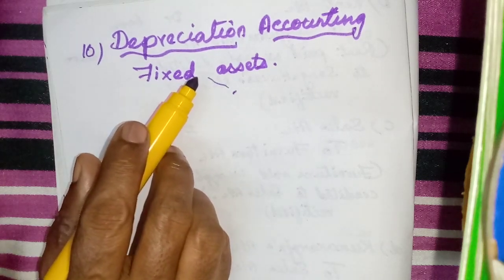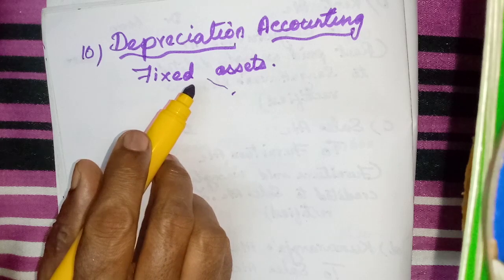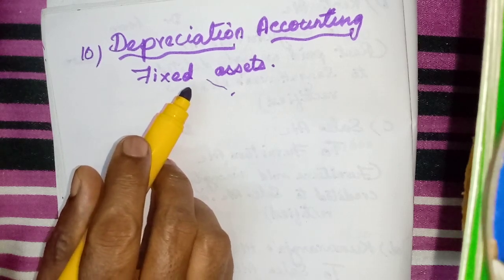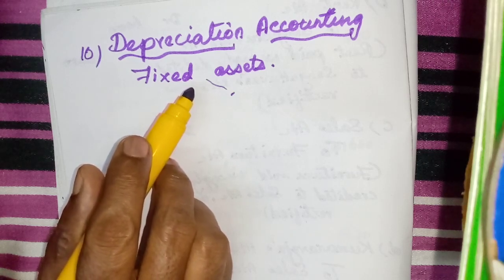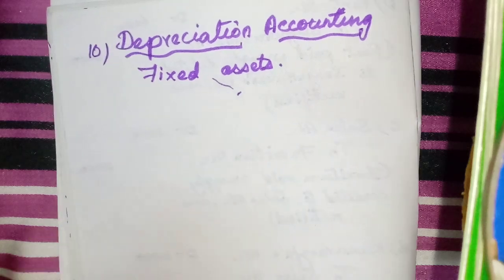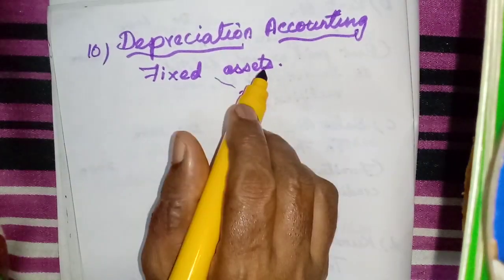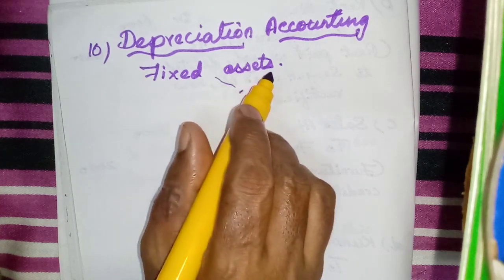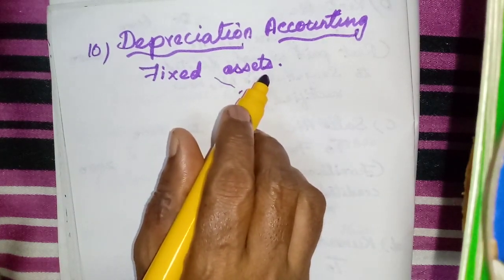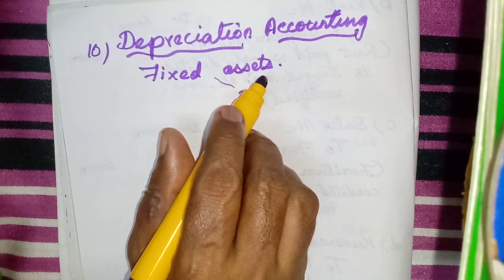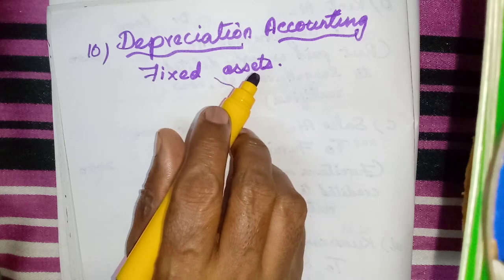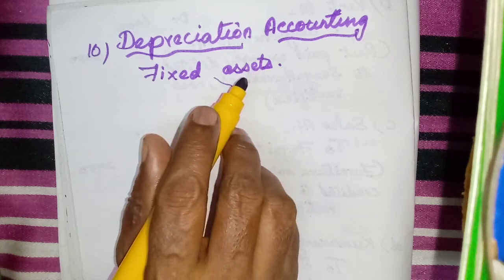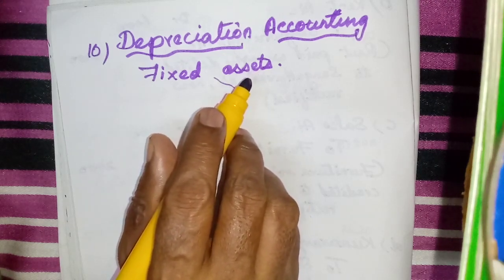Here these assets have a long life, isn't it? That's why we say they are fixed assets, and we use them in the business, for running the business. So a portion of the total cost must be transferred to the profit and loss account, and the same amount will be reduced from the value of the fixed assets in the balance sheet.